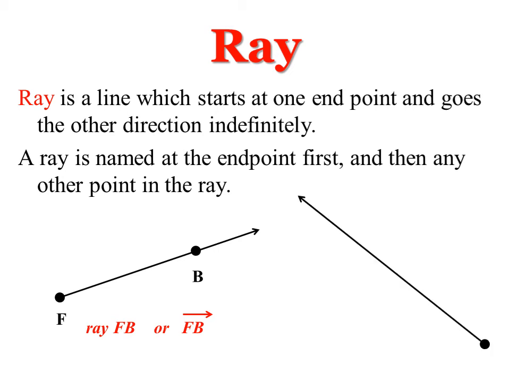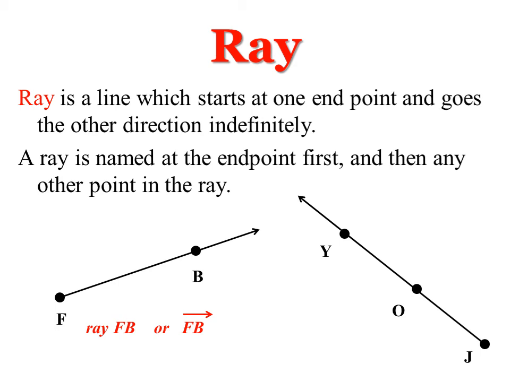Another figure, we have the ray and points J, O, and Y are on the ray. How do we name the ray? What are the three ways in naming the ray? So let's check your answers.